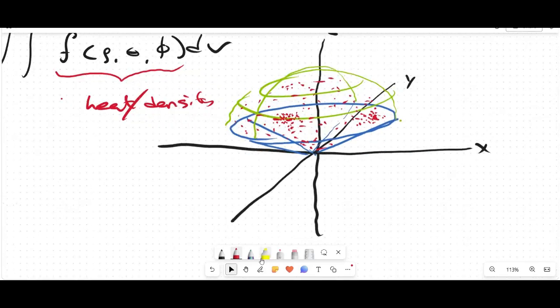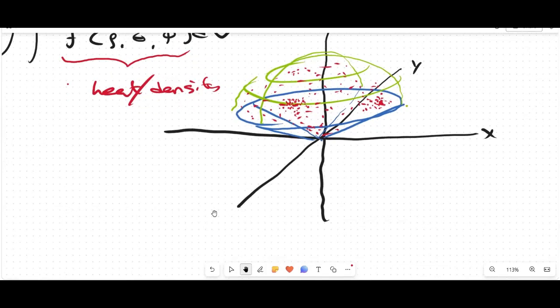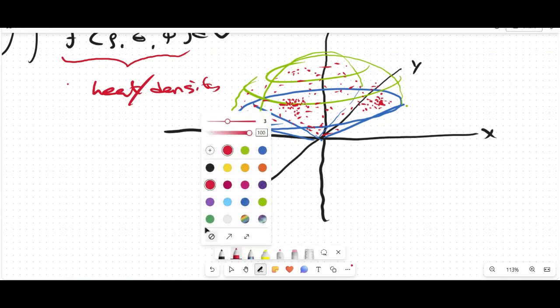Now you want to integrate. Always with integration, you are cutting your space up into many small pieces. And then for each one of those pieces, you are estimating that volume, multiplying by the right density, adding everything together. Now let's see if we can pull this off.